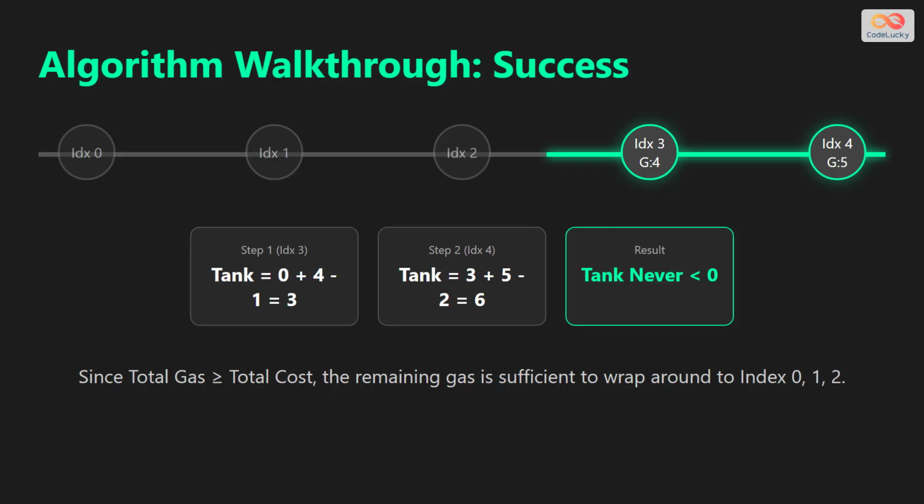Now starting at index 3, we have 4 gas and cost 1. We arrive at index 4 with 3 gas left. At index 4, we get 5 gas and spend 2. We finish with plenty of fuel. Since we reach the end of the array without the tank dropping below 0, and we already know total gas is sufficient, index 3 is our valid starting point.